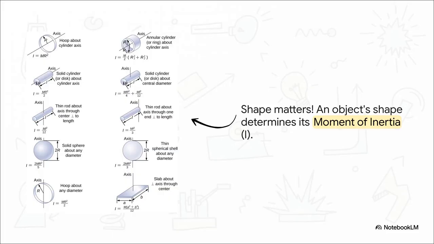And this is why shape becomes so important in these problems. A hollow hoop and a solid disk, even if they have the same exact mass, will have totally different moments of inertia. Why? Because their mass is in different places. The hoop has all its mass far from the center, which makes it harder to get spinning. You're going to want to have these common shapes in your back pocket for the exam.